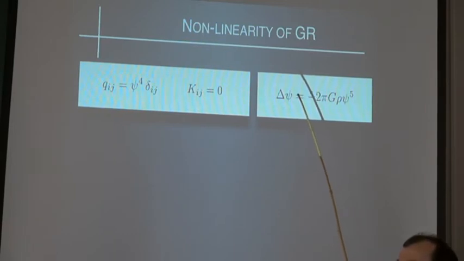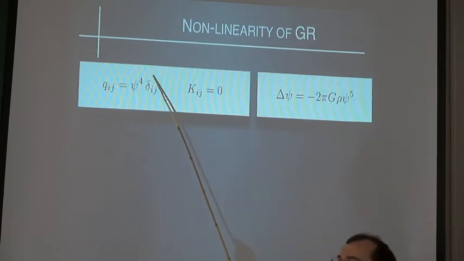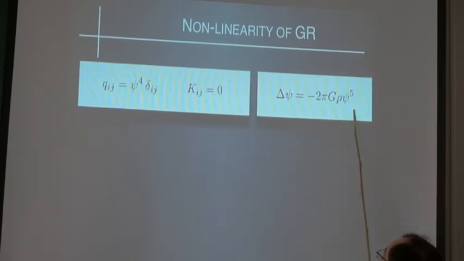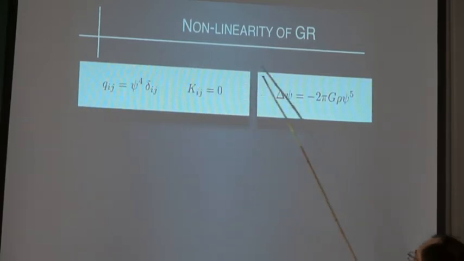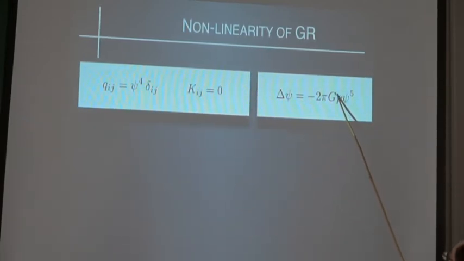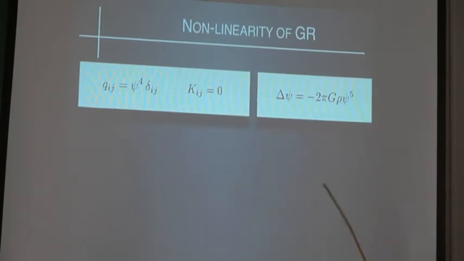Excuse me. I would like to continue. Actually, the power of four is important here, because otherwise you don't get a simple equation. The thing is that if you plug this back into the Einstein equations, you get a relation between the energy content of the universe and this function psi. And with a different power here, you don't get a simple relation. That's it.